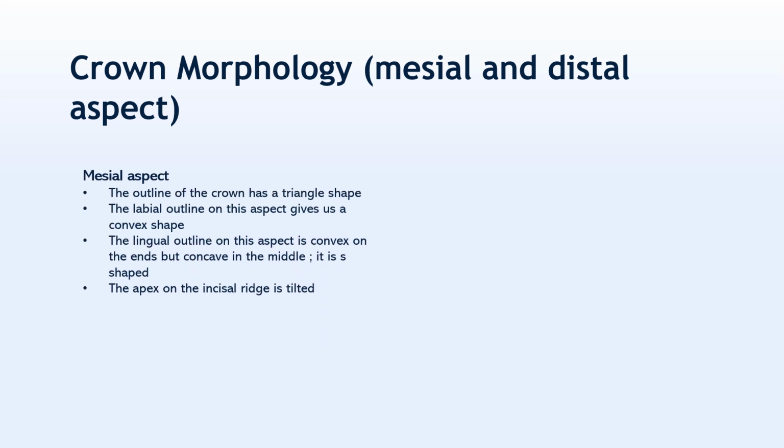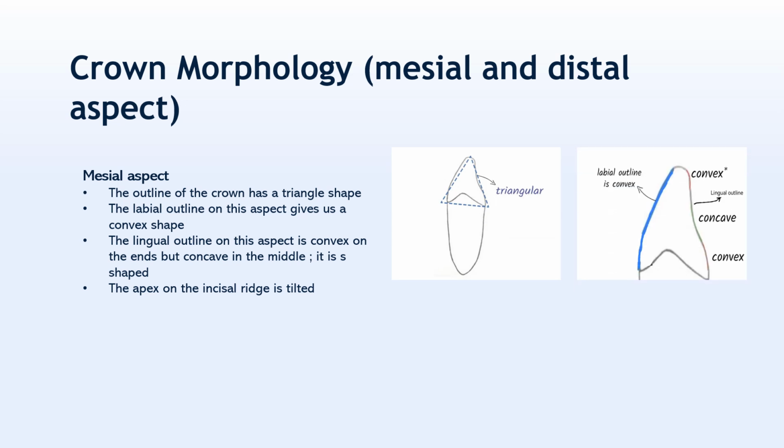Now, on the mesial aspect, the outline of the crown has a triangle shape. The labial outline gives us a convex shape, but the lingual outline is convex on the ends and concave in the middle, and that gives us an S shape. The concave part in the middle is the lingual fossa that I've just discussed. At the apex is where we find the incisal ridge, and it is tilted to the lingual side.